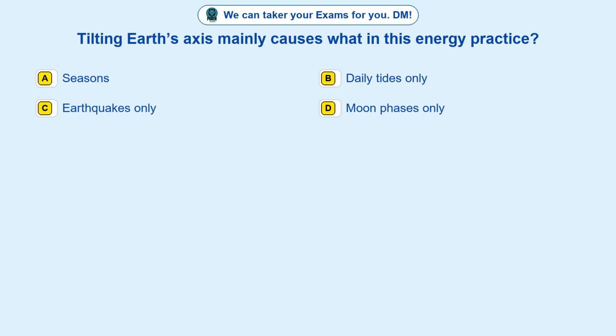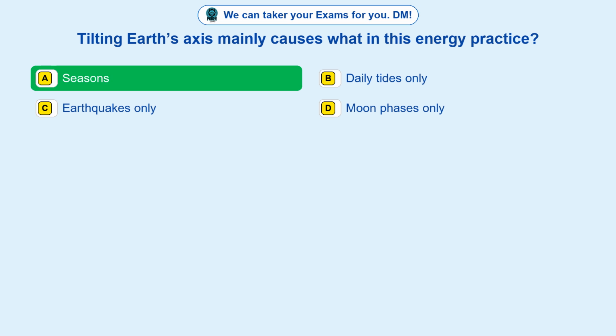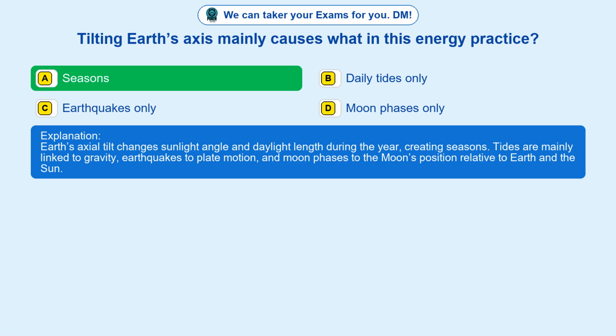Question 89. Tilting Earth's axis mainly causes what in this energy practice? Option A, seasons. Option B, daily tides only. Option C, earthquakes only. Option D, moon phases only. The correct answer is option A. Seasons. Earth's axial tilt changes sunlight angle and daylight length during the year, creating seasons. Tides are mainly linked to gravity, earthquakes to plate motion, and moon phases to the moon's position relative to Earth and the Sun.